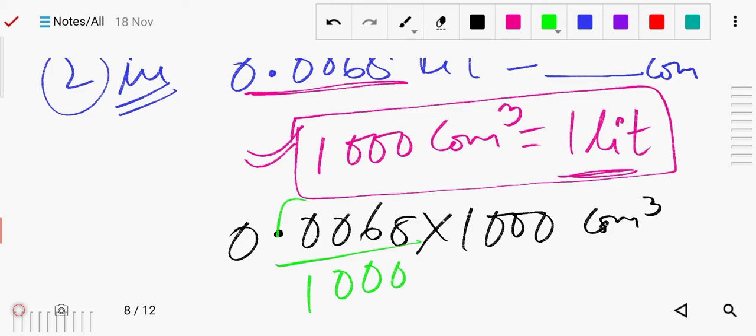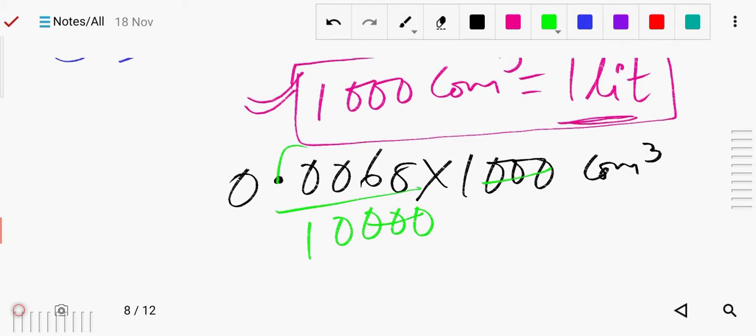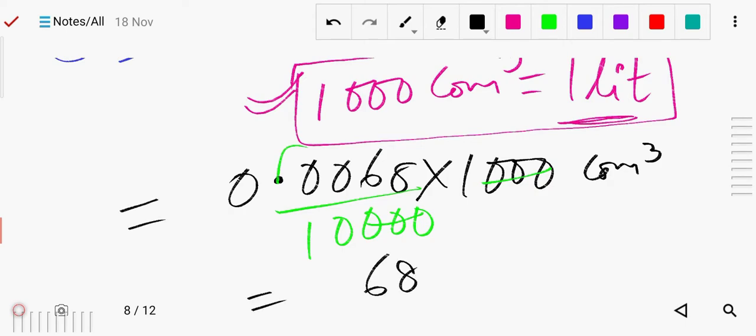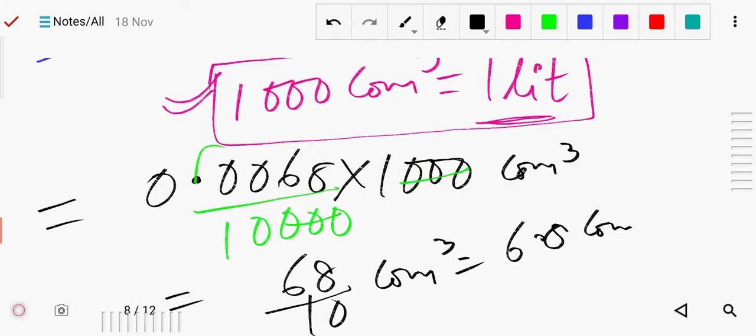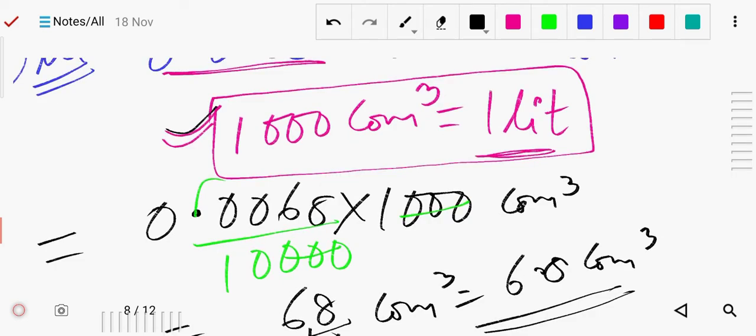So we can remove this decimal, 240 will be here, and 30 will cancel. Now again it is left 68 by 10. Here on top is 68, and below is 10. This is in cubic centimeters, so you can write 6.8 cubic centimeters. That's your answer.